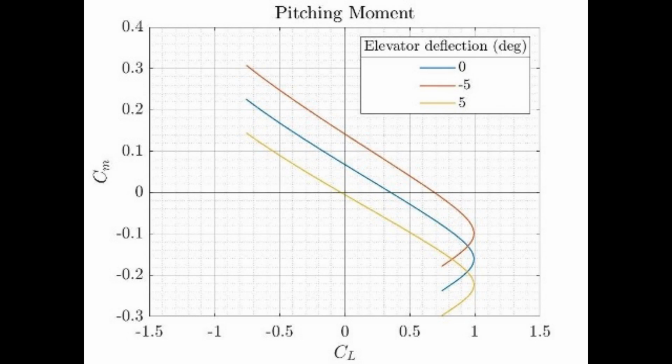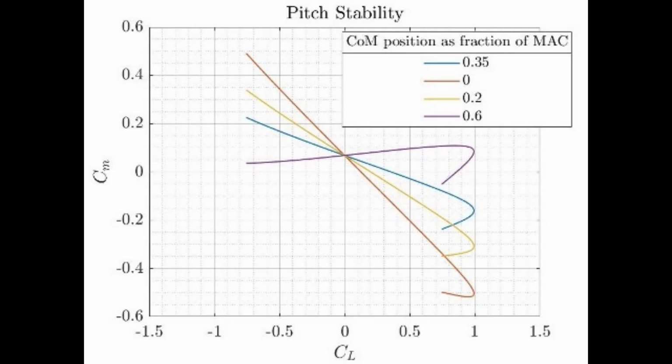This graph shows CM, about the centre of mass, versus CL. This shows that the best elevator angle for trim would be approximately 4.5 degrees, as the 5-degree line nearly passes through the origin. This means that when there is no lift, there is no change in pitch, leading to good handling characteristics. This plot shows the CM versus CL for a range of COM locations.